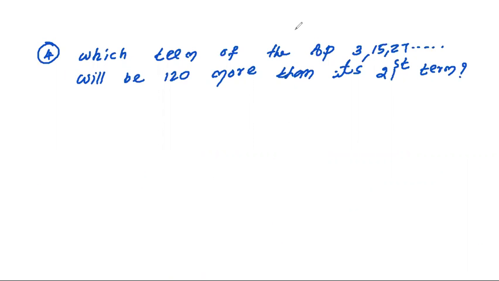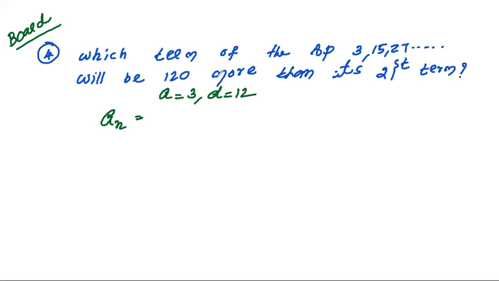Now, the fourth question. The fourth question is a board level question. So try to understand how to apply the formula of the nth term in a board exam. Listen here. Which term of the AP? Which term of the AP means they are asking about an. We don't know which term, so we can take that as an. The AP is 3, 15, 27. We can write a is equal to 3, and the common difference d is equal to 12, because 3 plus 12 is 15, 15 plus 12 is 27, etc.